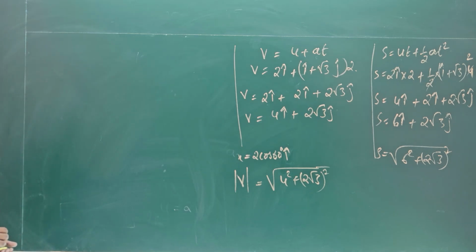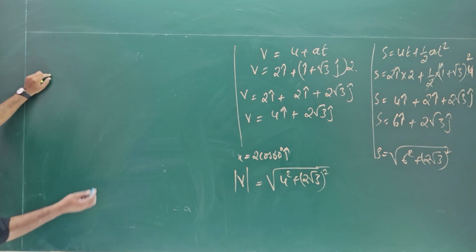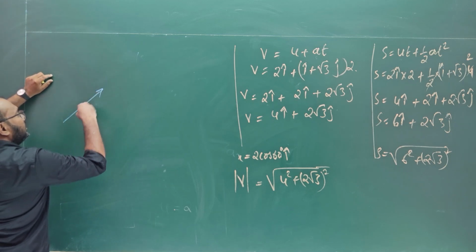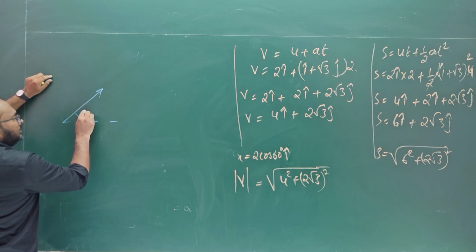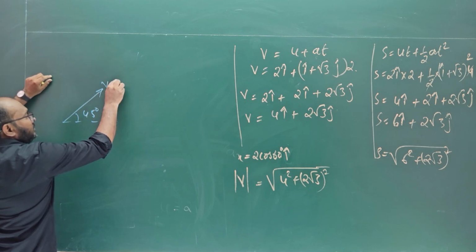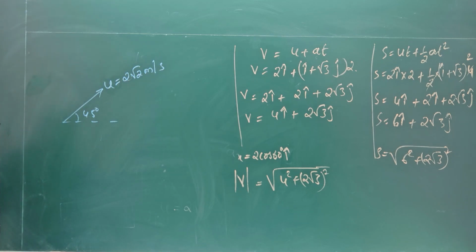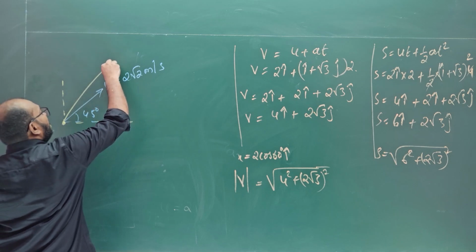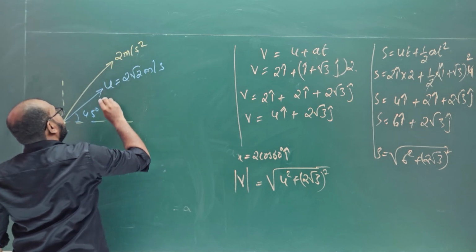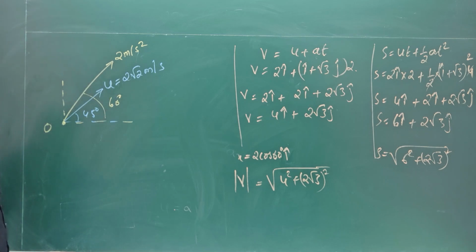Okay, now listen to me. They can provide you velocity also in the form of an angle. For example, they can provide you velocity making an angle with the horizontal, that is 45 degree, and the object is going with an initial velocity u equal to 2 root 2 meter per second. Consider the body is at the origin, and acceleration is also acting. Acceleration is 2 meter per square second, making an angle of 60 degree. They can provide you like this also.